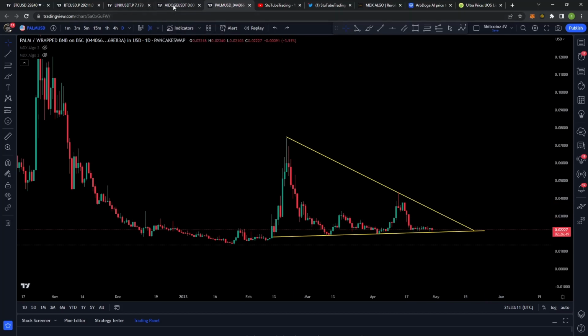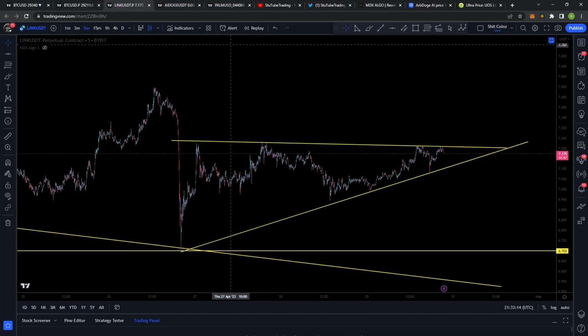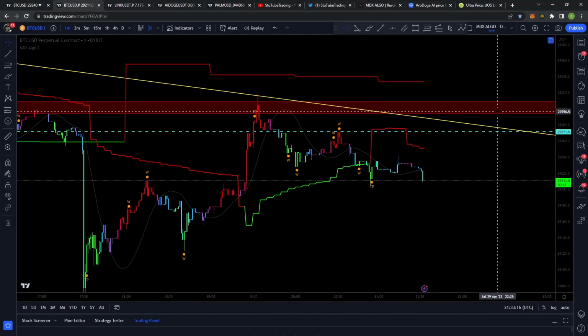That's a spot hold, though. That's not leverage. Oh, here we go.